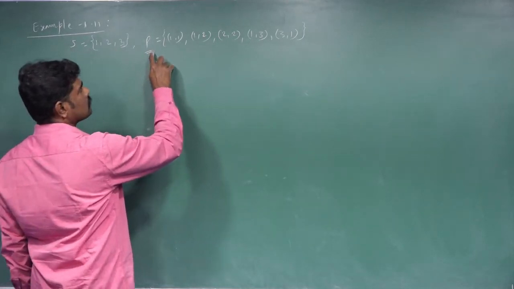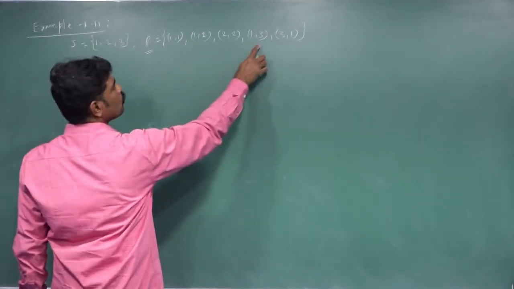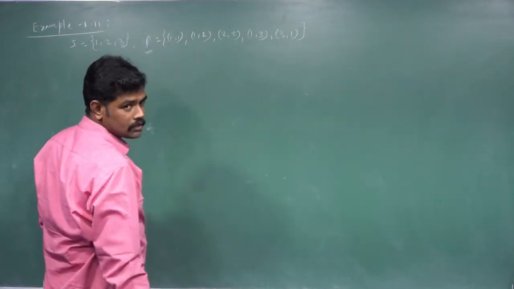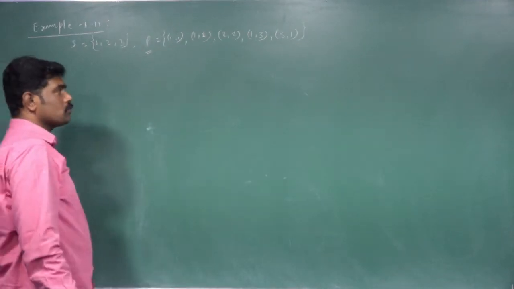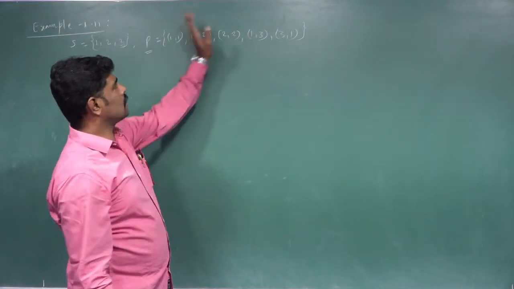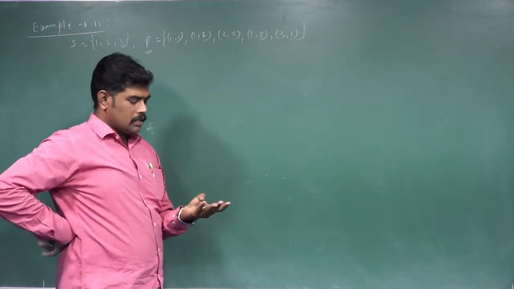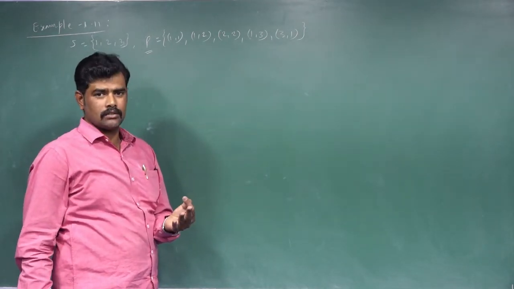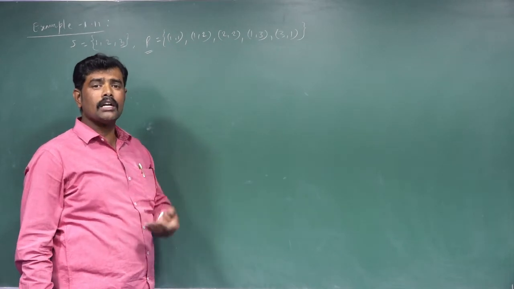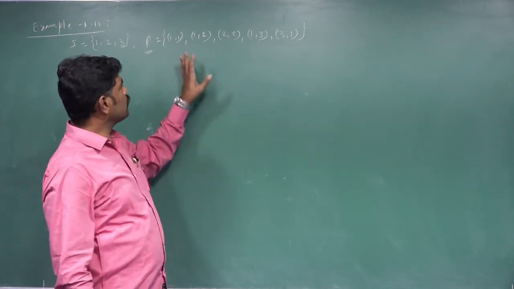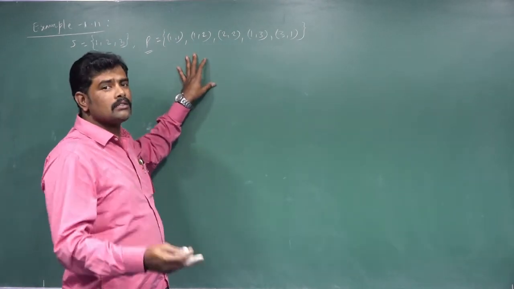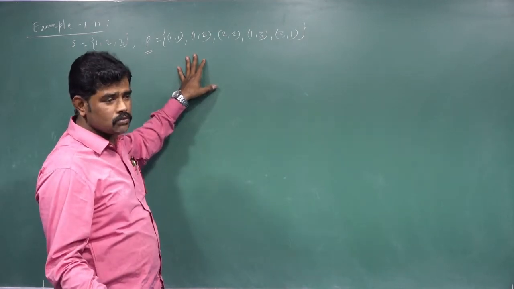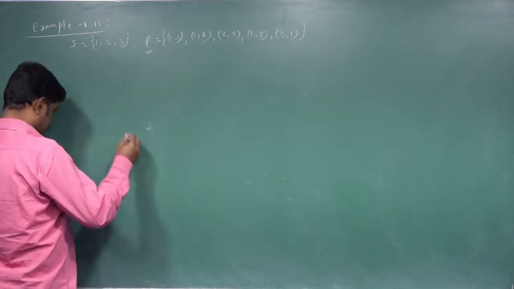What are the pairs here? (1, 1), (1, 2), (2, 2), (1, 3), (3, 1). These are the pairs given in the relation rho. Now we should verify whether this relation is reflexive, symmetric, transitive, or an equivalence relation. If it is not, what pairs need to be included to make it reflexive, symmetric, transitive, and an equivalence relation?